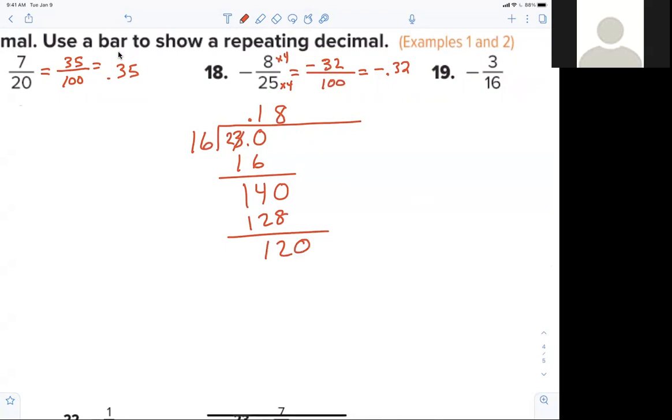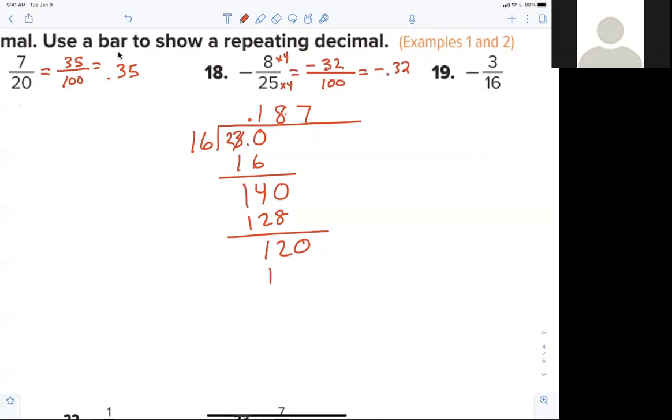Bring down a 0. So now does everybody agree, since 8 was 128, it's got to be a little less than 8, right? So we're going to do 7. And now 16 times 7. What's 7 times 10? 70. Plus 6 times 7.